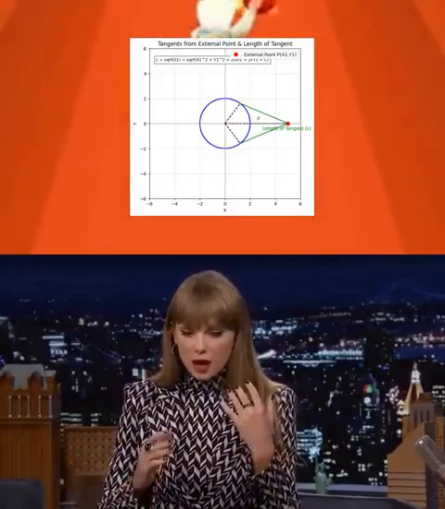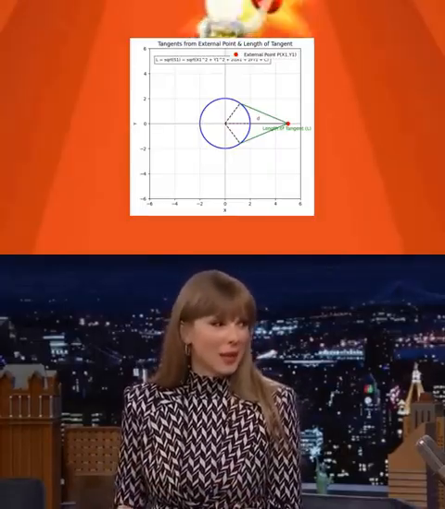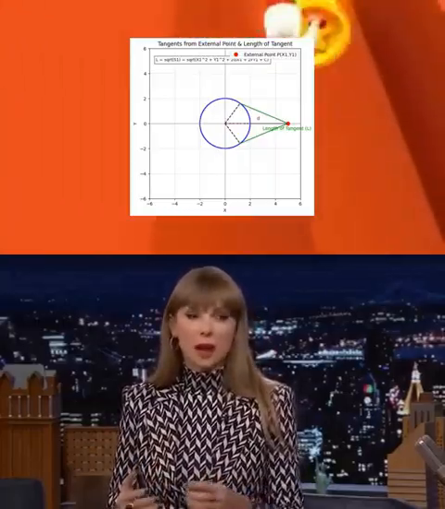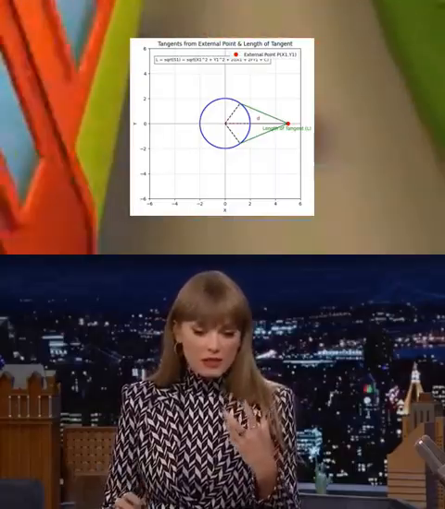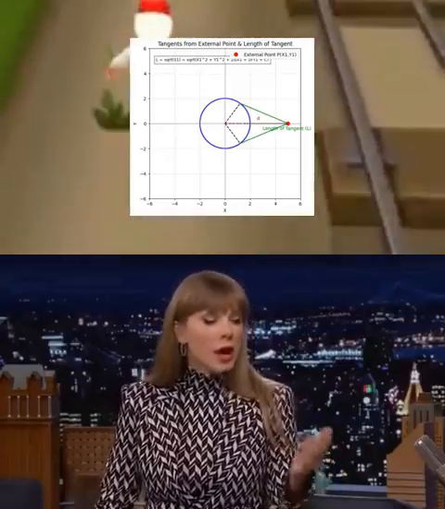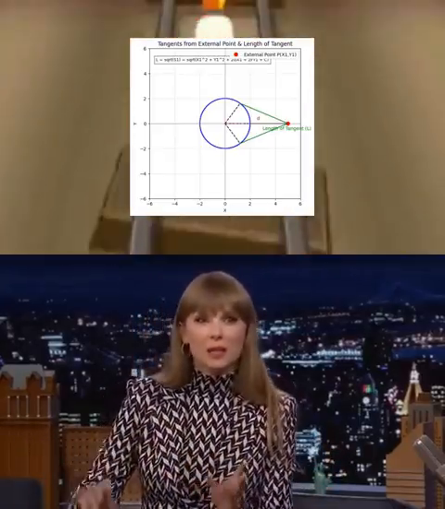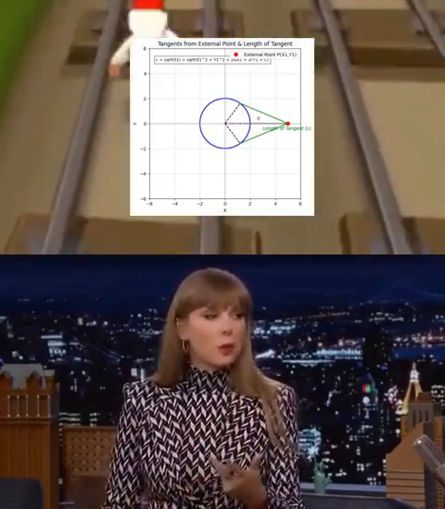There is also the concept of the length of the tangent from an external point P(x1, y1) to the circle x squared plus y squared plus 2gx plus 2fy plus c equals 0. This length is the square root of S1, where S1 is the value obtained by substituting x1, y1 into the circle's equation. It is super neat.